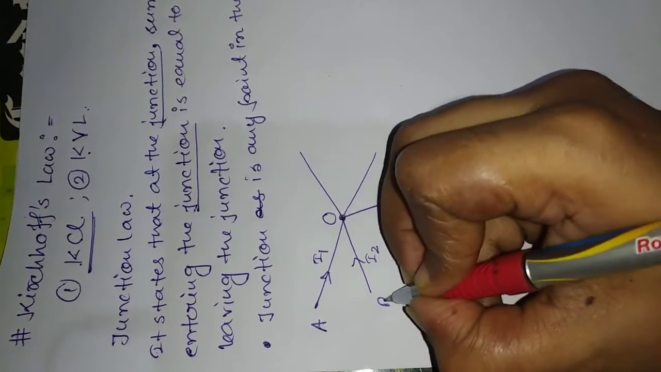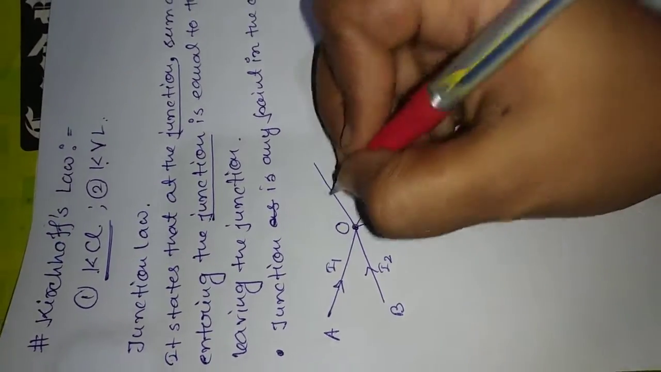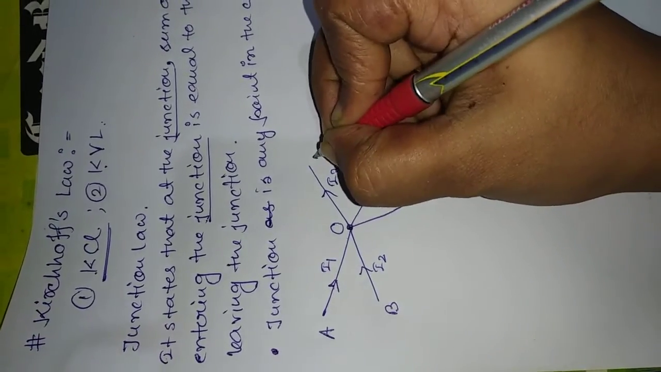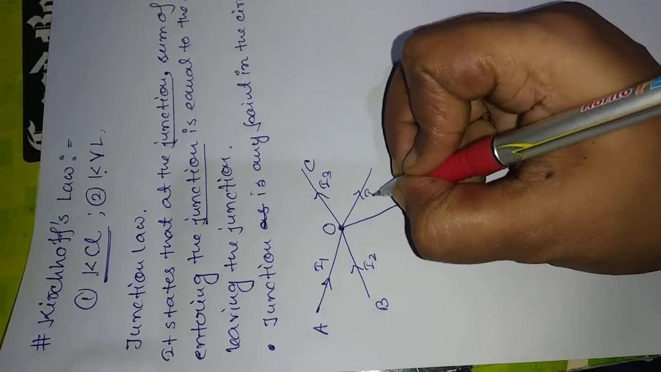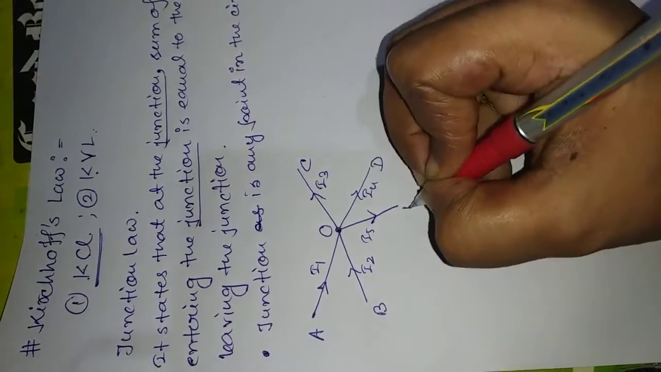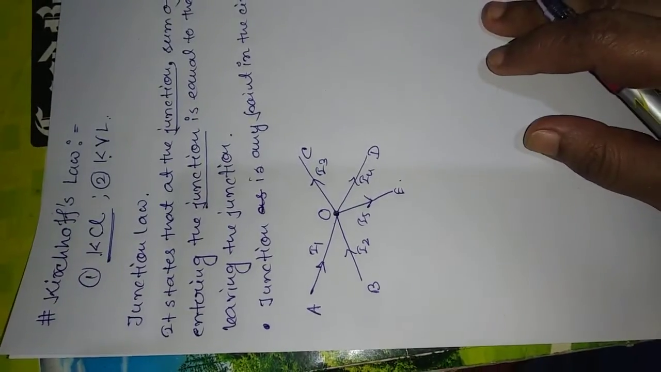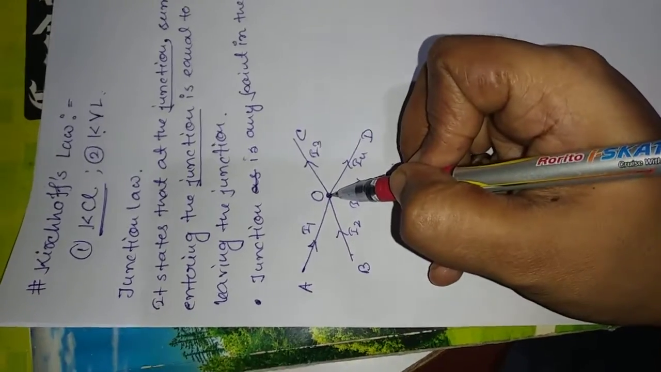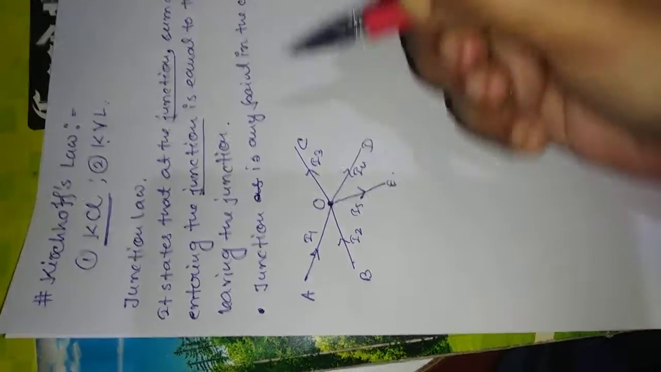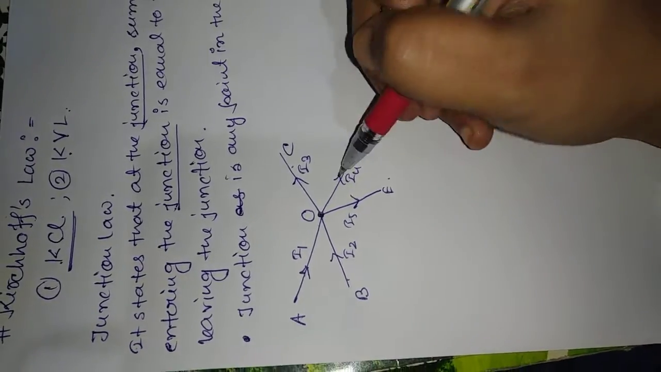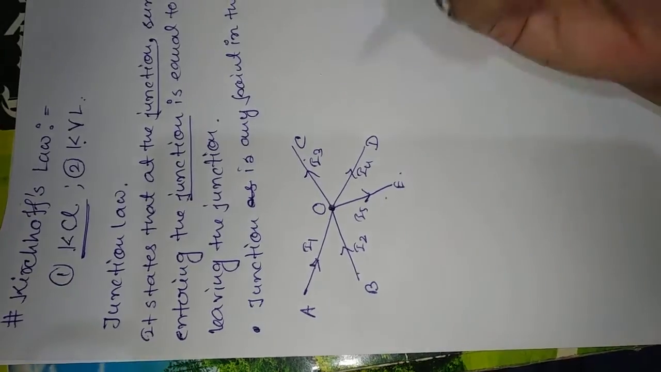I2 here, I3 here, I4 here, and I5 here. Okay, so look, I1 and I2 are entering here. Clear? And from this point O, I3, I4 and I5 are leaving.